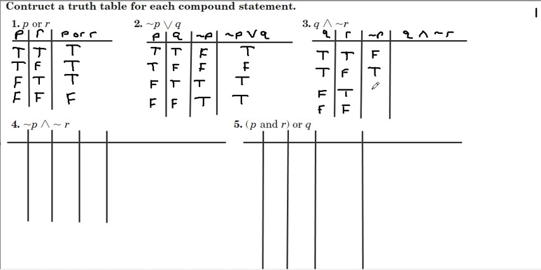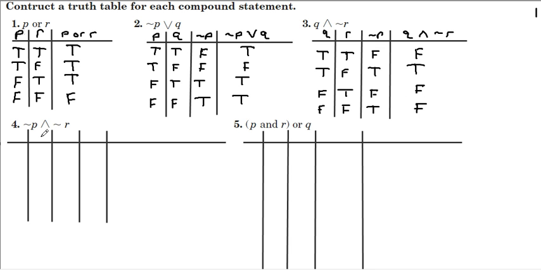False, true, false, true. The statement is asking for Q and not R, so that's our first column and our last, or third, column, and it's an and statement. This is the symbol for conjunction. For the whole statement to be true, they both must be true. So for the first one, true, false, that's false. True and true, that's true. False and false, that's false. And then false and true, that is false.